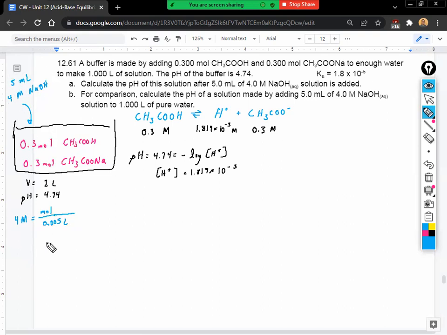Okay, all we do is take this information and plug it into the molarity formula. That means the amount of moles that was added is 0.02 moles of NaOH. Another way you can look at it is that 0.02 moles of OH minus were added. Okay, so this is the amount that was added into our solution for part A.